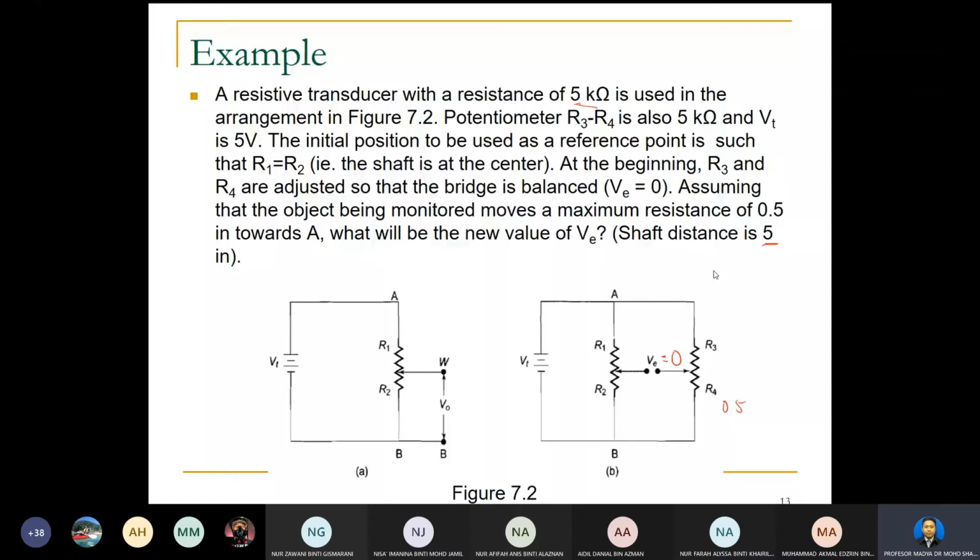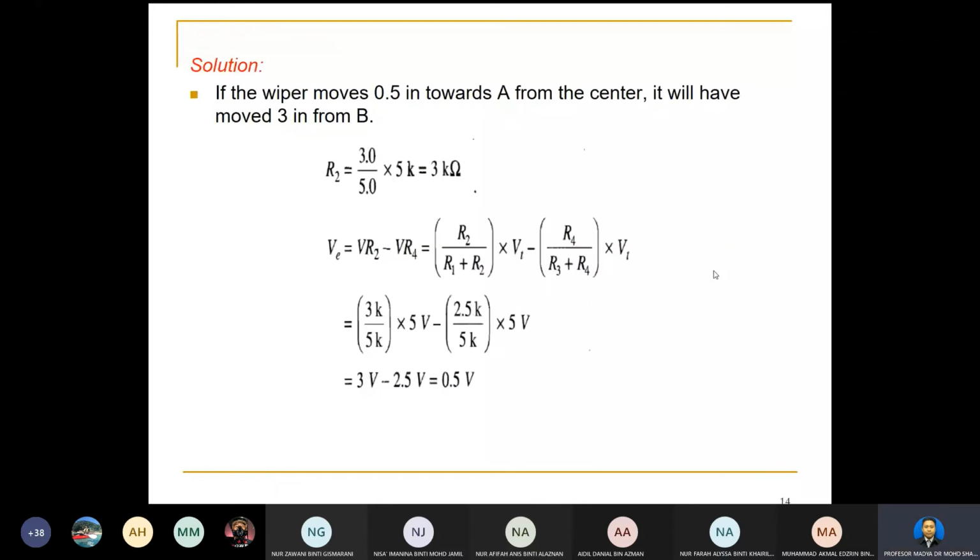If the wiper moves 0.5 towards A, at the center, it will move 3 from the B side. So that's why we can get this: 3 divided by 5 multiplied by 5K equals 3 kilo ohms. This is the standard formula to calculate the VE.